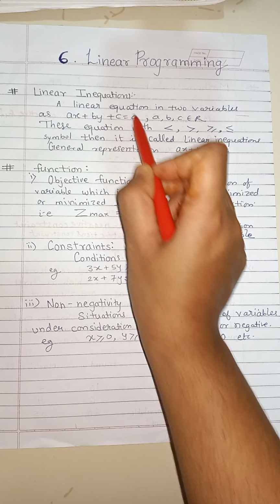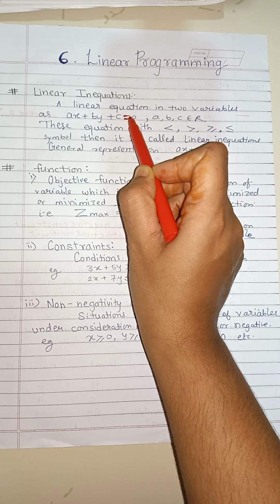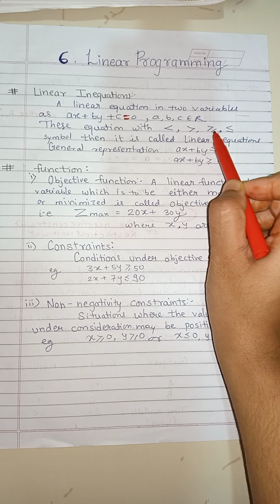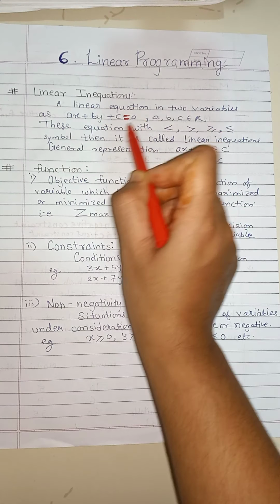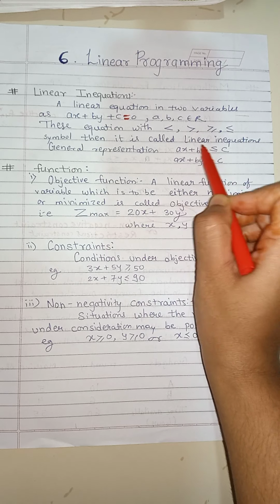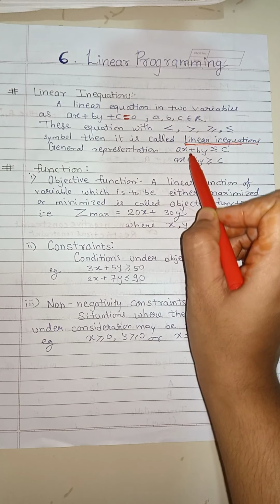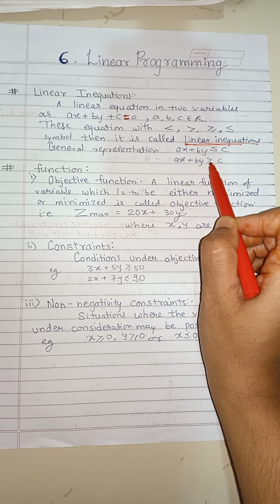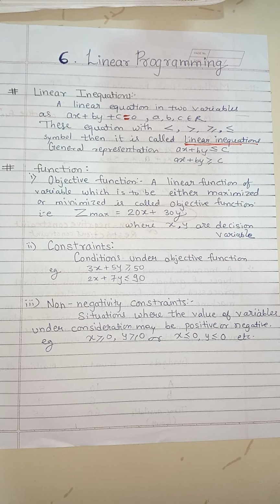If in this equation we remove the equal to sign and place less than, greater than, less than or equal to, or greater than or equal to symbols, then it converts into a linear inequation. The general representation is ax plus by less than or equal to c, ax plus by greater than or equal to c. Now, how do we find and write down linear inequations?